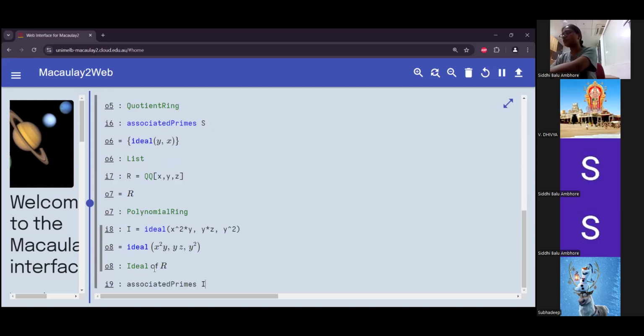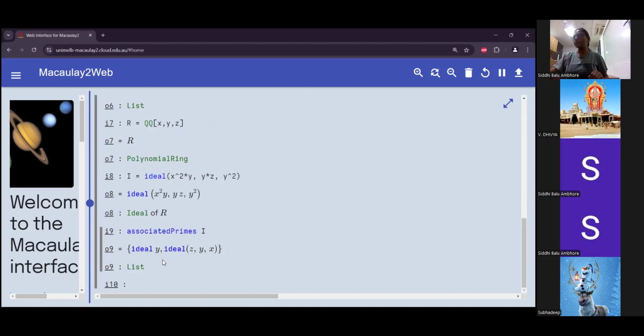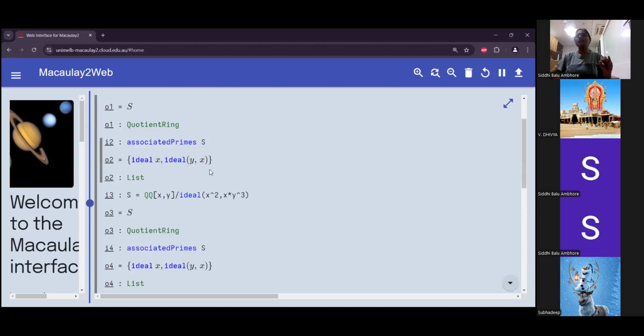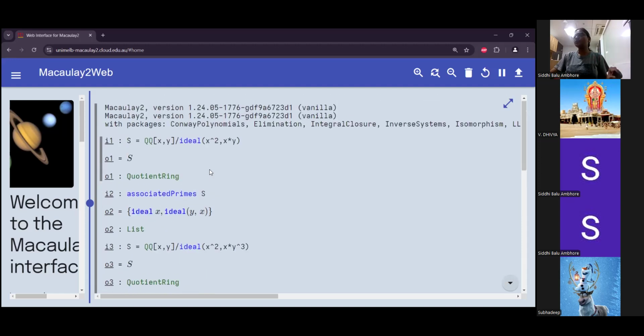I'm just doing this so that you know that associated primes is applied on ideals or on a quotient ring. See, these are two associated primes of this ideal I. Any doubts in how these functions are working? Okay, so associatedPrimes is a command in Macaulay2 to calculate associated primes of a given quotient ring or ideal.